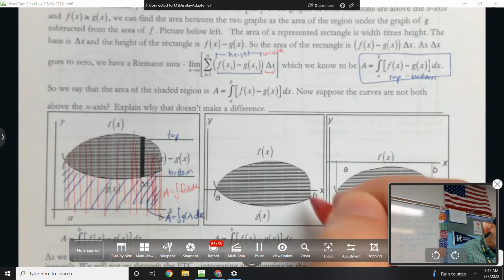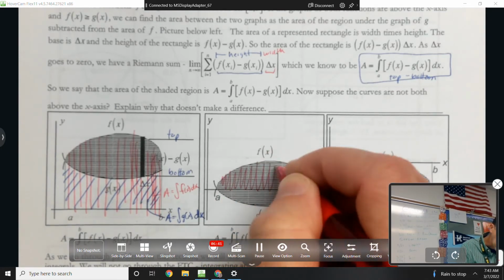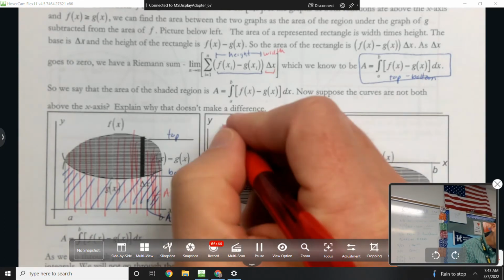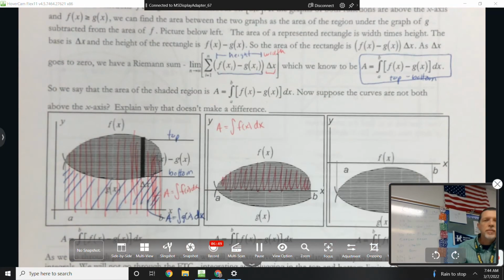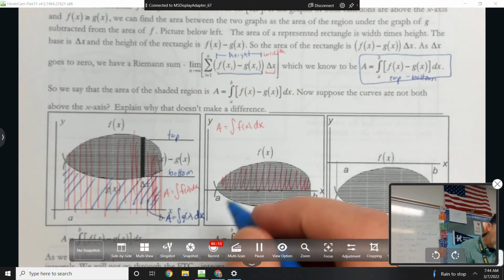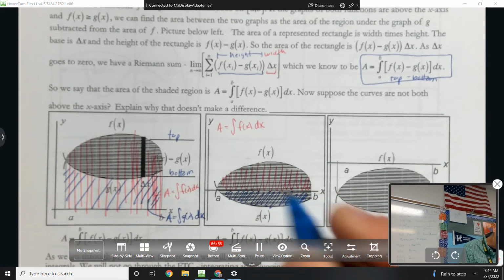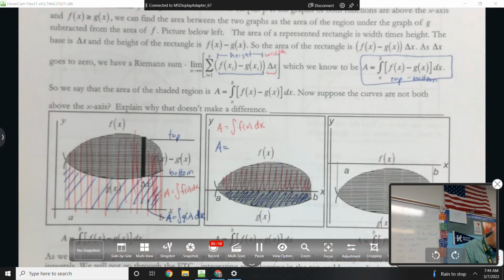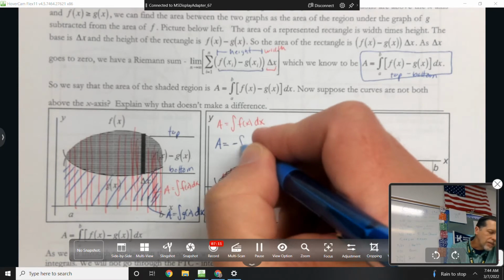I'm not going to do the last one, but we'll do this first one. So the red area would be the integral of f of x dx. The blue area, well, if we want the area, we would need to put a negative on that. Because if we integrate that, we're going to get a negative number because it's below the axis. So we would put a negative on there to fix it.